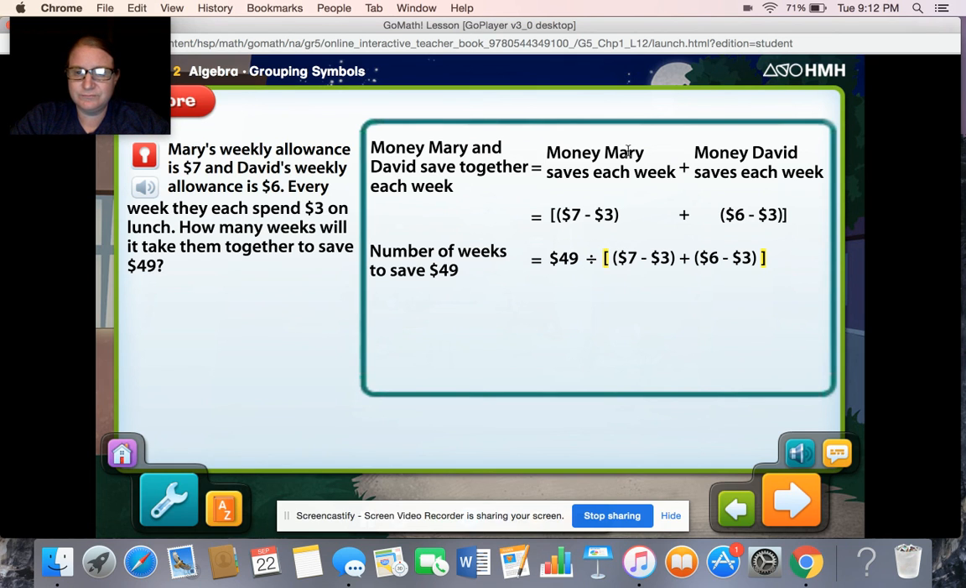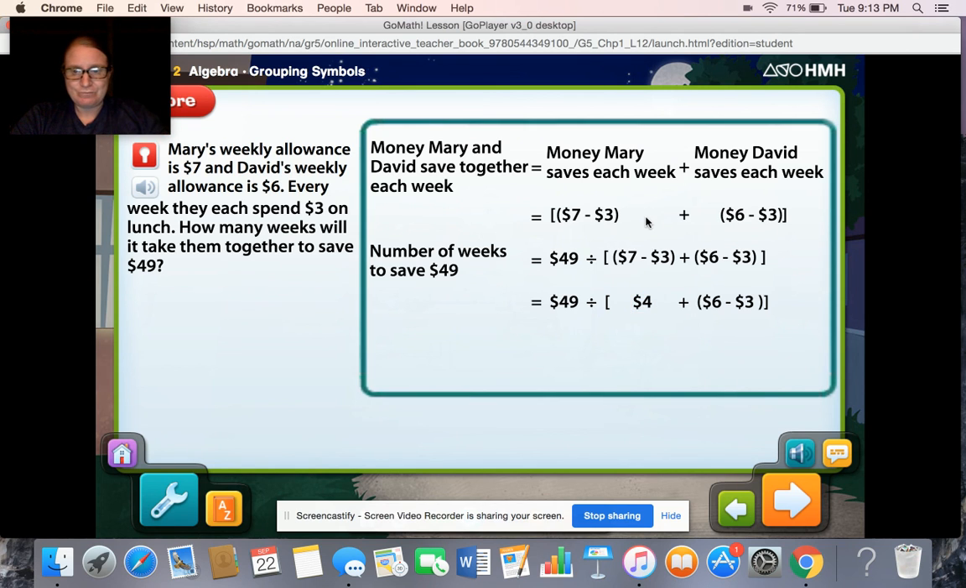Now let's do the calculation. When evaluating an expression with different grouping symbols, you perform the operation in the innermost set of grouping symbols first. In this problem, the operations inside the parentheses are done first. Start with the first set of parentheses. 7 minus 3. What is 7 minus 3? 7, 6, 5, 4. $7 minus $3 equals $4.